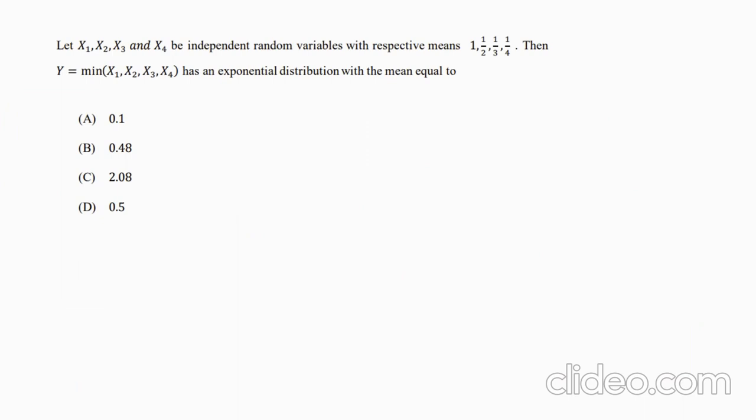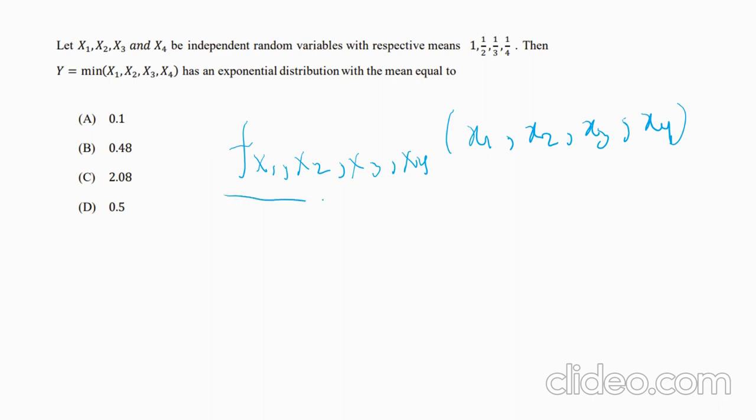We will move to the next question. The next question given here is that x1, x2, x3, x4 are four independent random variables. So four independent random variables means f of x1, x2, x3, x4 at the point x1, x2, x3 up to x4 is equal to, this is what, this is the joint PDF.